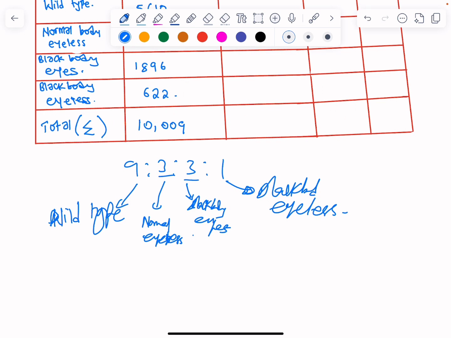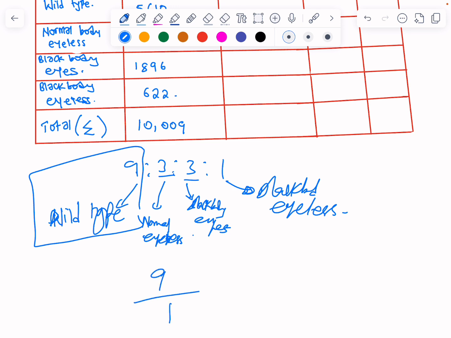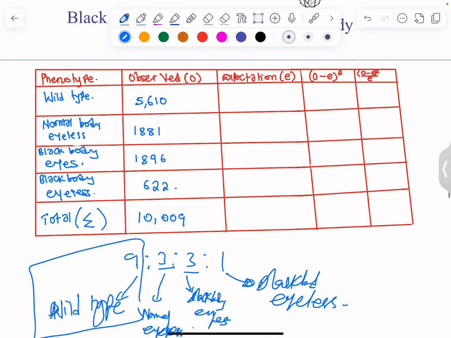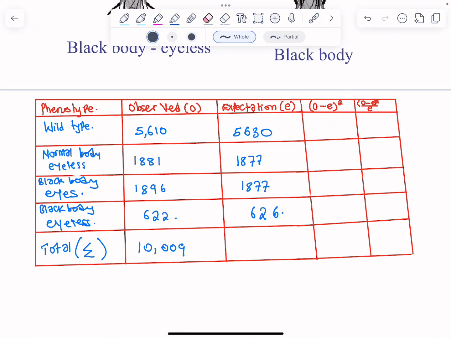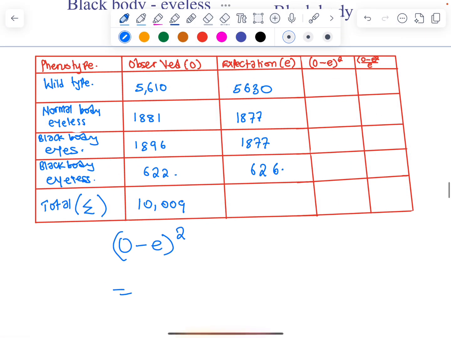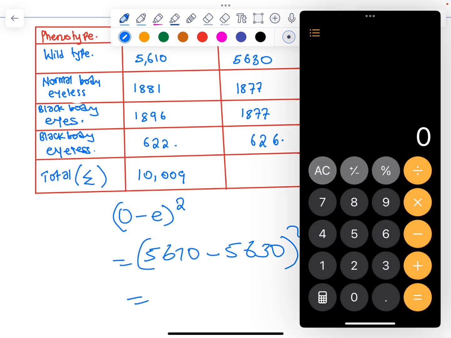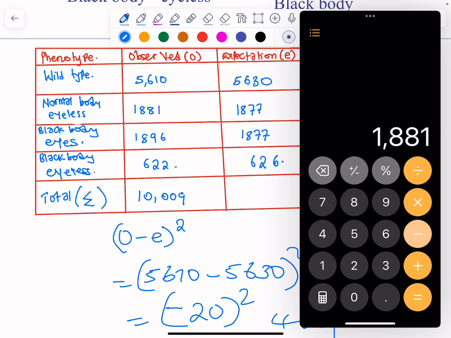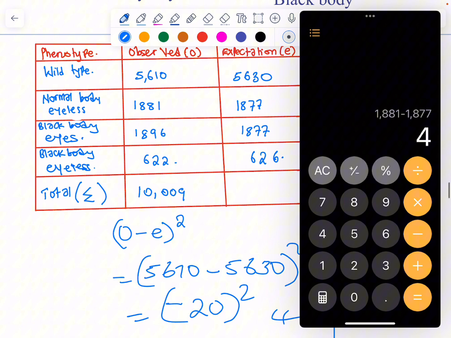So how do we calculate the expected phenotype for wild type? We just say 9 divided by the total ratio, which is 9 plus 3 plus 3 plus 1, which is 16, times the total number of offspring we had, which is 10,009. So that's what we do. 9 divided by 16 times 10,009. Then we get 5630. So then the next column is observation minus expected squared. Observation for the first column is 5610 minus expected 5630. Then I square. And then the next one is 1881 minus 1877 squared. So 4 squared is 16.